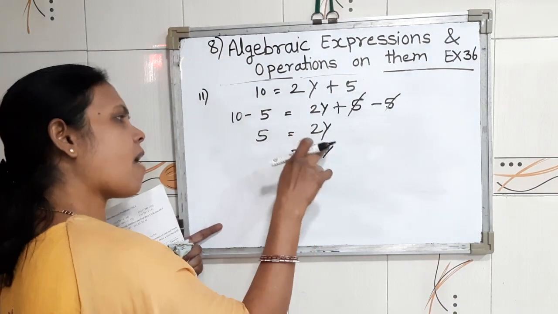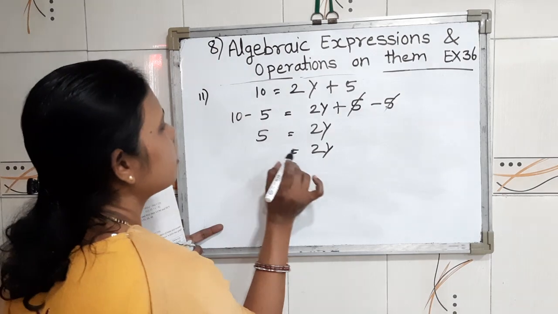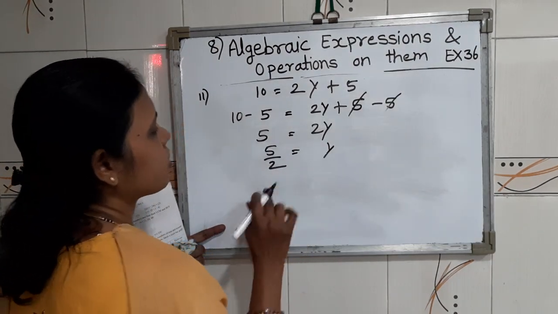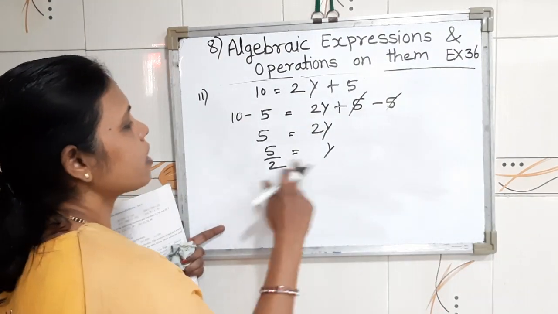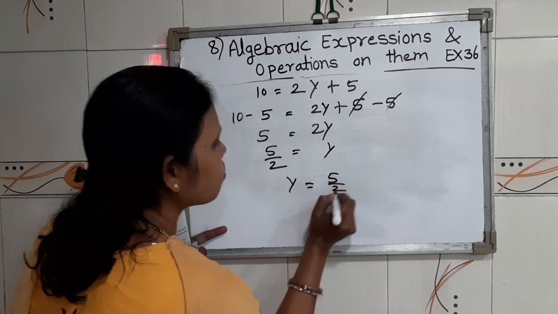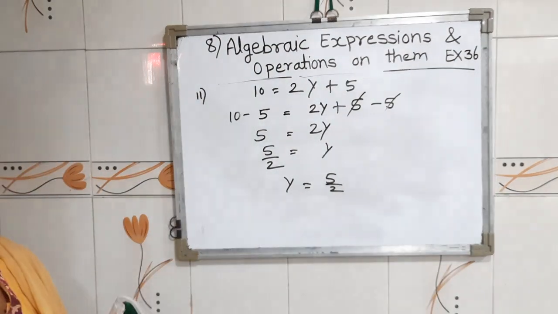2y. Then y keep as it is. This 2 bring other side. Then it will be 5 upon 2 and remove this 2. What is the answer of y? y equal to 5 upon 2. If you want, you can write 5 upon 2 like this way also. I hope you all understood the given sum.